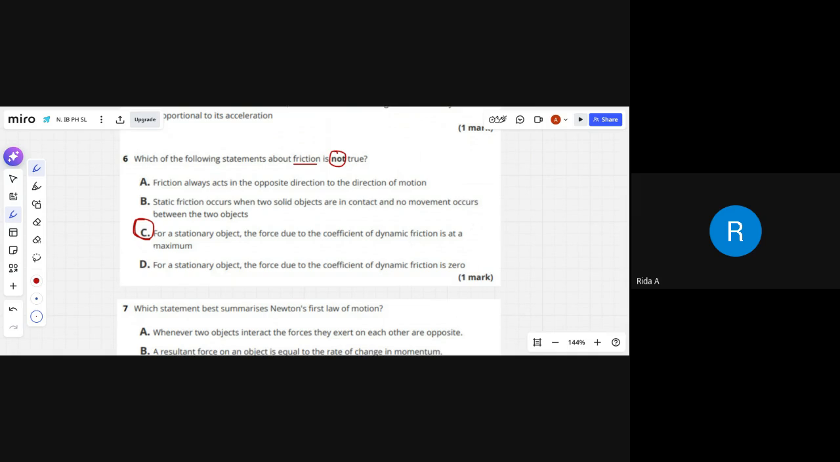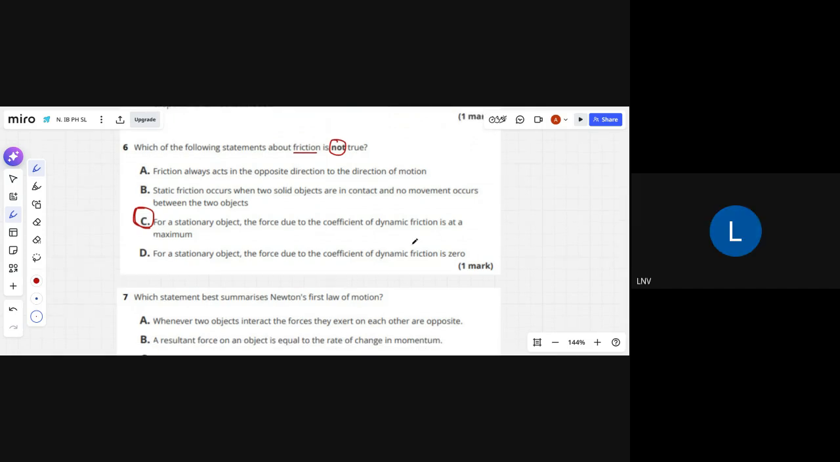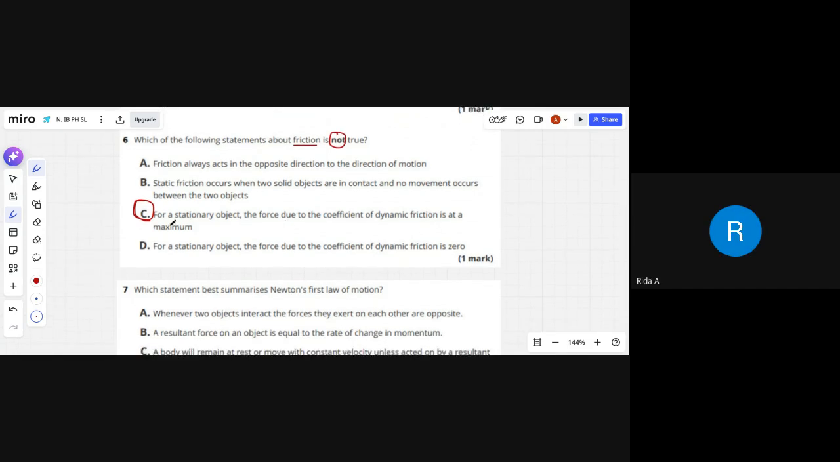And do you prefer to read the question yourself, or would you like me to read it instead? Maybe you. Okay, all right, so for a stationary object, force due to coefficient of dynamic friction is. Oh, it's not true. Yep, that's right. Because if it's stationary, there is no dynamic friction, so that is zero.